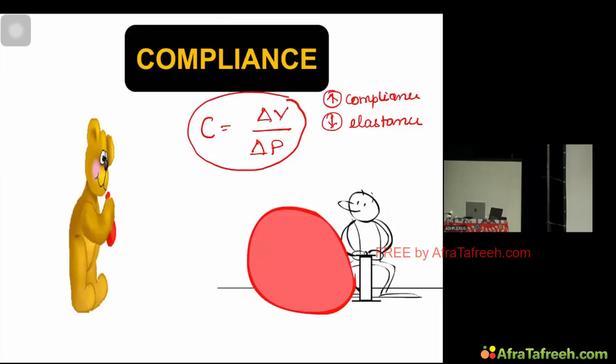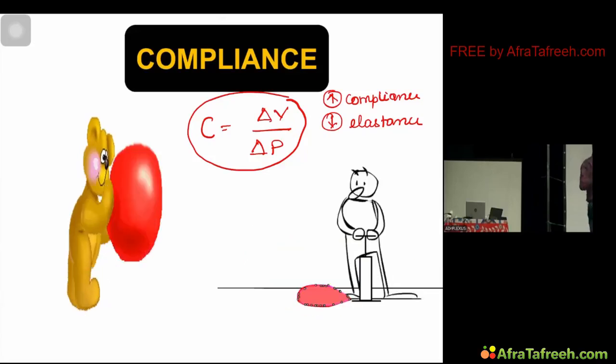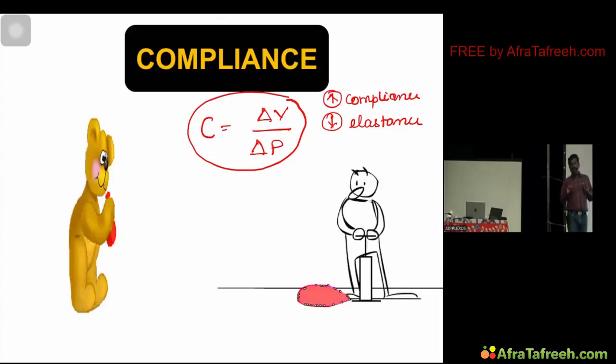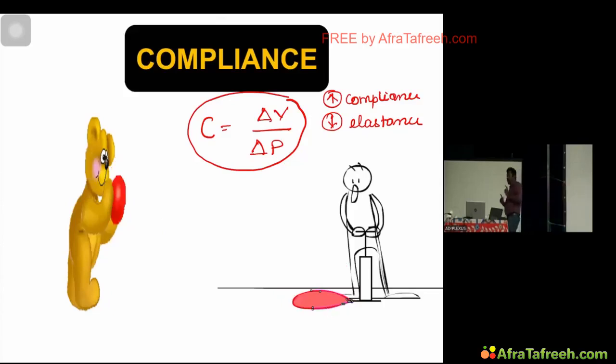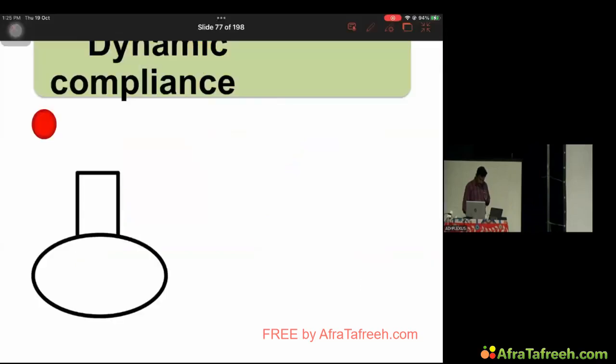So emphysema is one condition where static compliance is increased and dynamic compliance is decreased. This is one important physiological difference between static and dynamic compliance in cases of emphysema. Very important difference to know. So what is this one? This is a balloon.